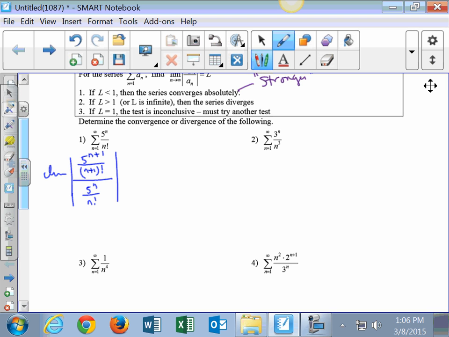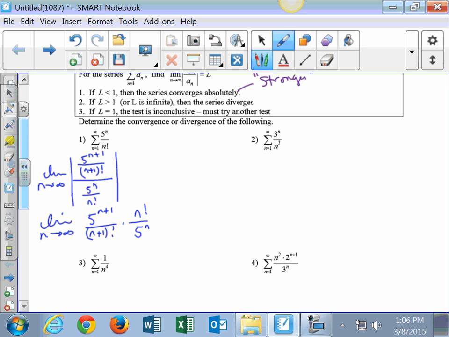So there's my ratio. Well, we all know that when we divide by a fraction that we're going to have to multiply by its reciprocal. So I'm going to write that as the limit as n goes to infinity of 5 to the n plus 1 all over n plus 1 factorial times n factorial all over 5 to the n.